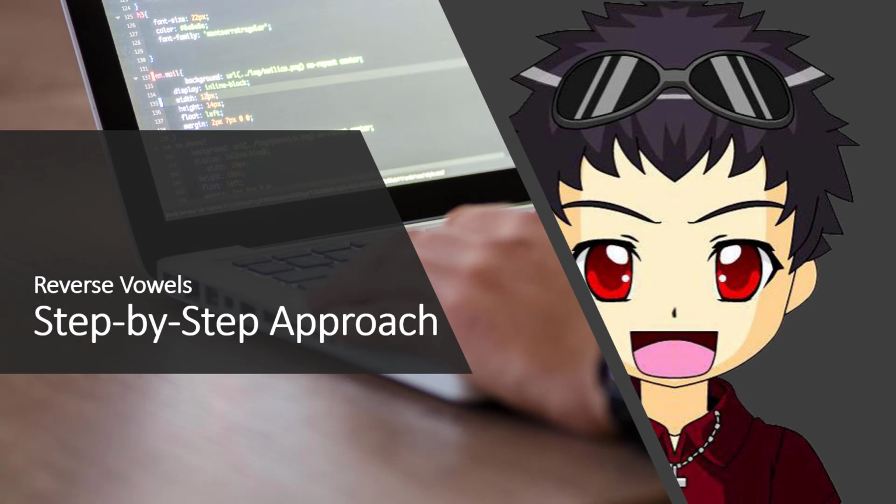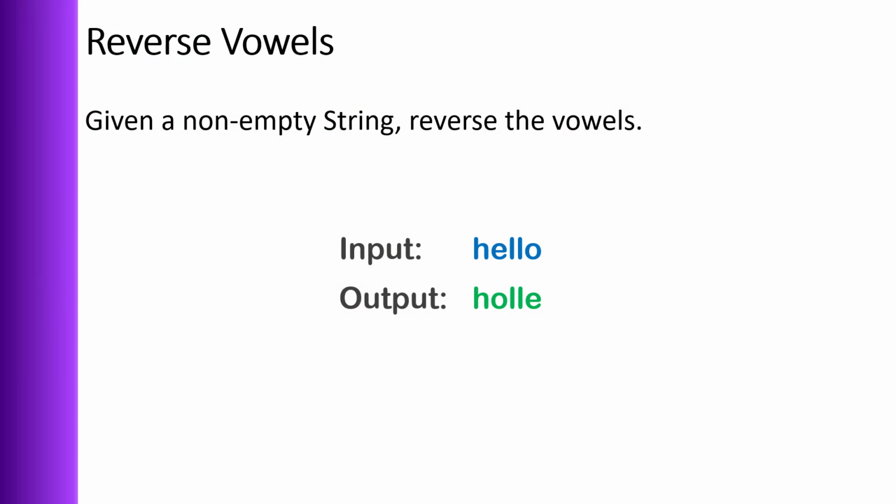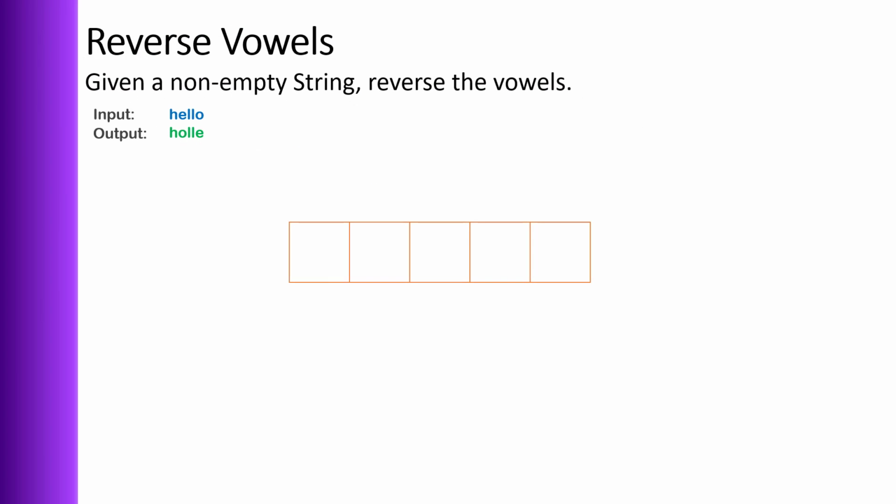So, the step-by-step approach. Here is our string. We put it in an array, and then we have a start cursor and an end cursor. The start cursor will move to the right as long as it hasn't found a vowel and as long as it's less than the end cursor. And the same for the right cursor: it moves to the left until it finds a vowel.